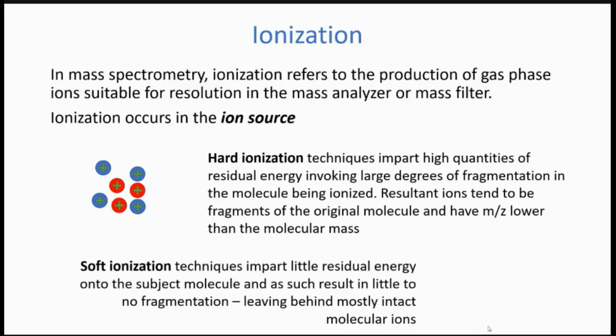Soft ionization techniques impart less residual energy. The idea here is to keep the precursor ion or molecule intact. For the most part, you should have the same or similar mass to charge as the regular molecule outside of the source. So here you're imparting a little less energy. I did that by making this yellow lightning bolt slightly less yellow. And then you keep your molecule intact.